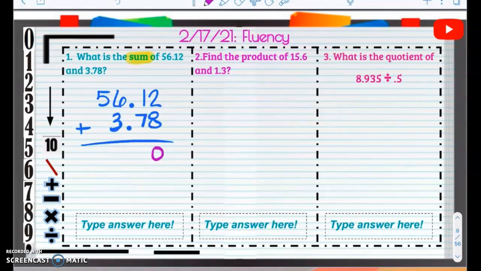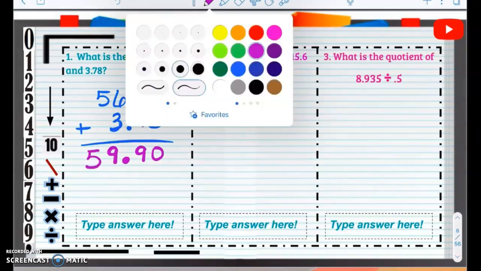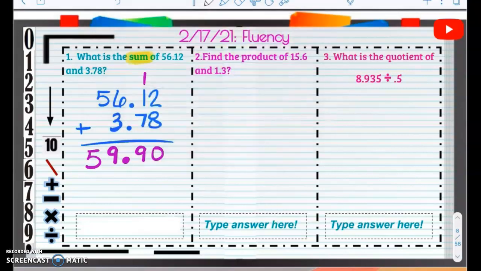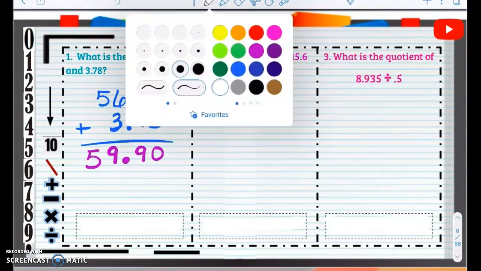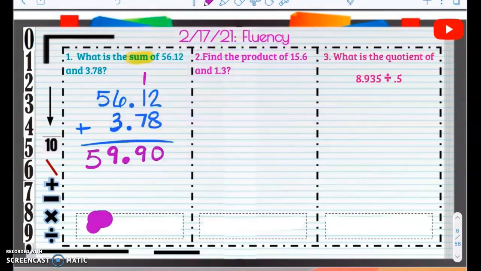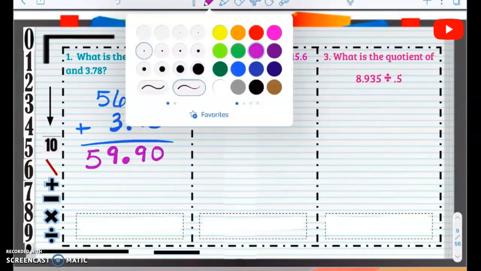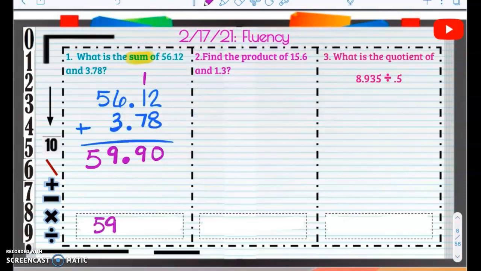8 plus 2 is 10. 7 plus 1 is 8, plus another one is 9. Drop that decimal, drop it like it's hot. 6 plus 3, 6, 7, 8, 9. 5 plus 0 is 5. So our answer here is going to be 59 and 90 hundredths, or 59.9. 59 and 9 tenths, that works as well. Here we go. 59 and 90 hundredths.